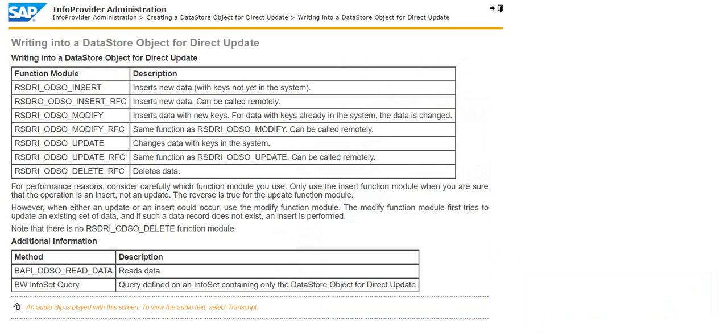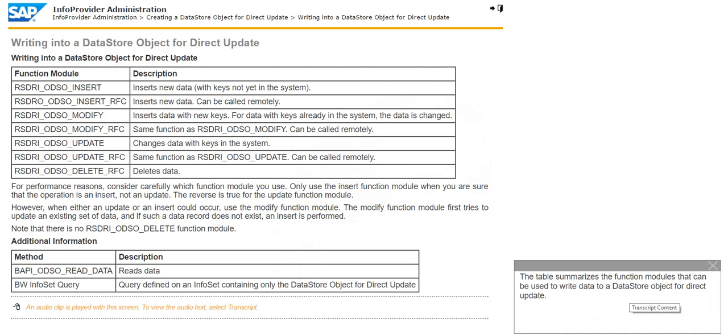The table summarizes the function modules that can be used to write data to a DataStore object for direct update.